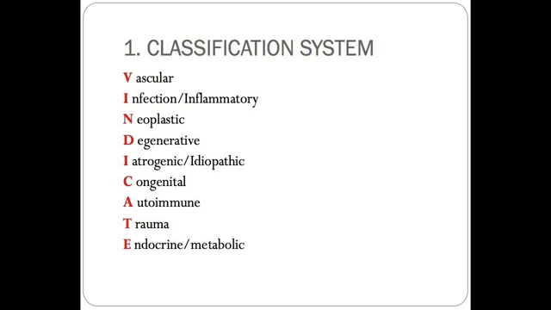Yes. Congenital, there are various congenital conditions associated with AF, which we won't talk about here. I can't think of any autoimmune conditions, however, I'm sure there are some. T is for trauma, and then lastly, E, endocrine metabolic. So there are causes here. For example, thyrotoxicosis would be a very good example there.